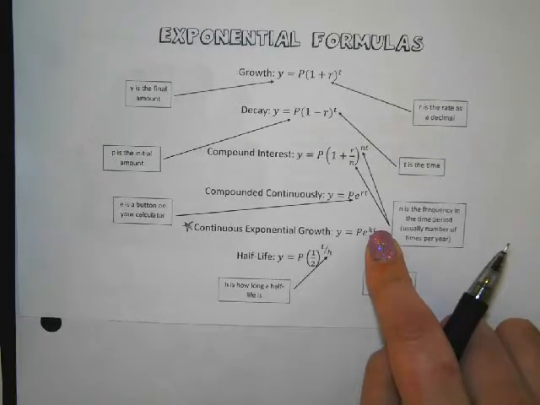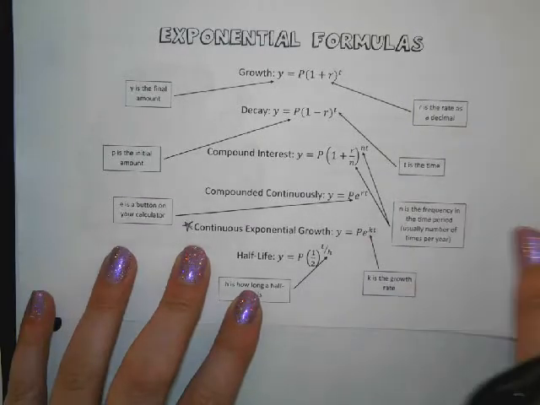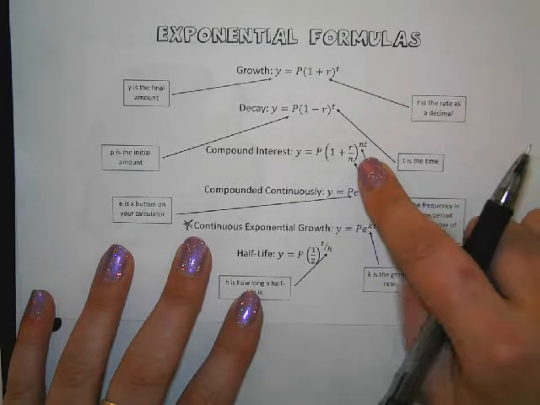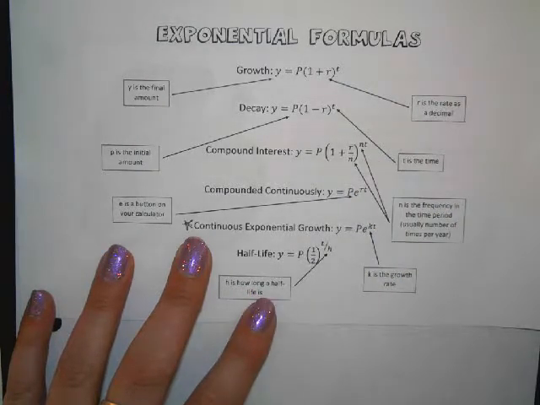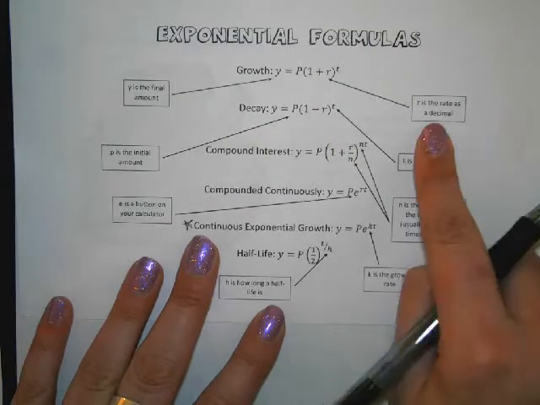But we know that various textbooks use different letters and stuff like that. Different teachers use different letters. In all of these we can see a T. What does T stand for? Time. All these have the R. What does the R stand for? Rate. And we make sure that when we write the rate, we do it as a decimal. Rate is written as a decimal.